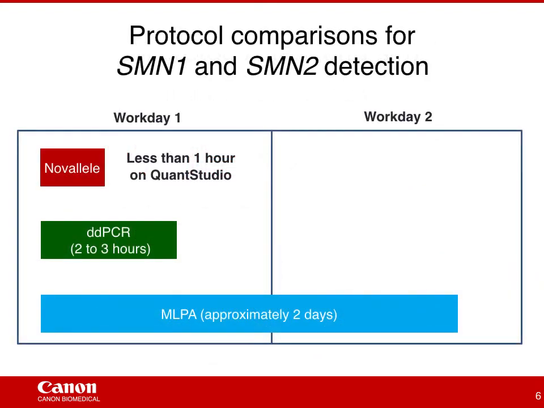2 other commercially available methods for SMN1 and SMN2 copy number determination are droplet digital PCR and multiplex ligation-dependent probe amplification, or MLPA. Novallele copy number assays generate results in around an hour once the reactions are prepared and loaded onto the thermocycler. With specific thermocyclers, for example the ABI Quant Studio, data are available in less than an hour. Droplet digital PCR, on the other hand, will take 2 to 3 hours to generate results for just a few samples. The runtime is dependent on the number of samples. Large batches will take longer than shown here. In addition, this method requires specialized digital PCR instrumentation and components.